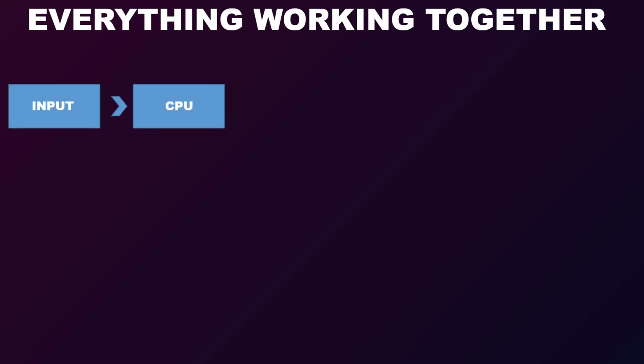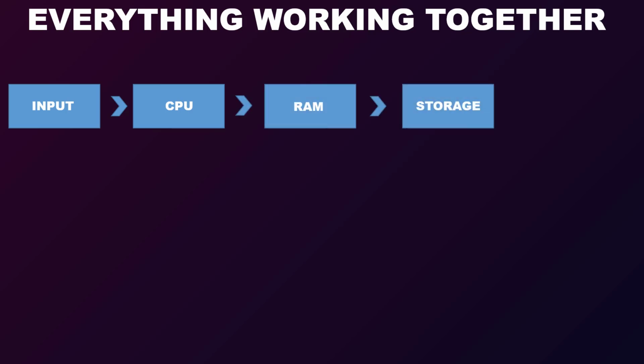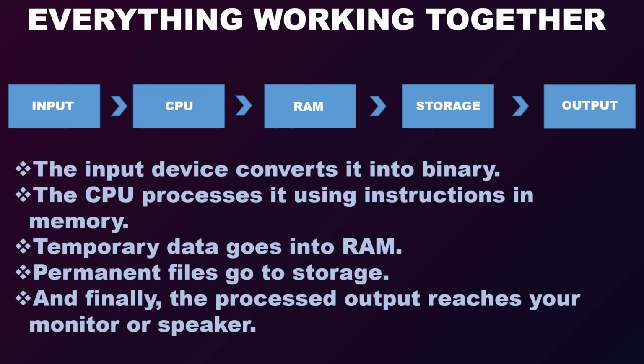Now let's see how everything works together. So here's the complete journey. When you press a key, the input device converts it to binary. The CPU processes it using instructions in memory. Temporary data goes to RAM, permanent files go to your storage, and finally the processed output reaches your screen or speaker. It all happens in microseconds, faster than a blink of an eye. Every search, every click, every song is a perfect dance of electrons, logic and memory.